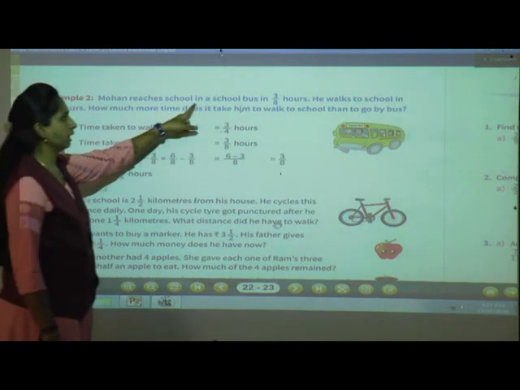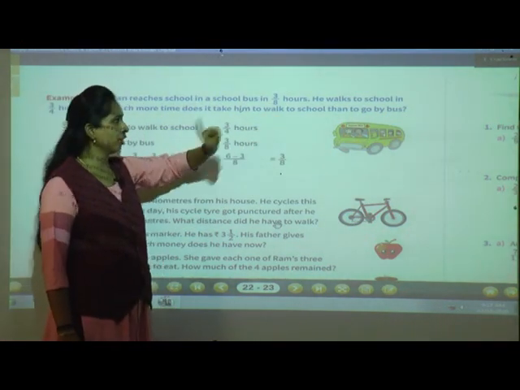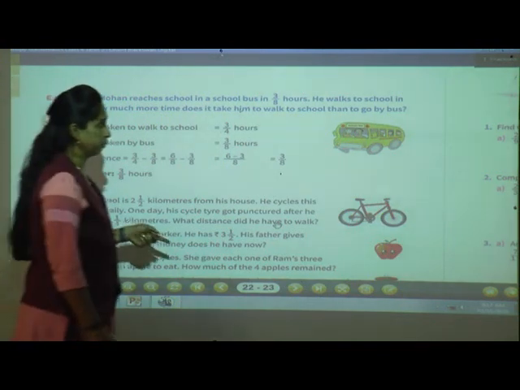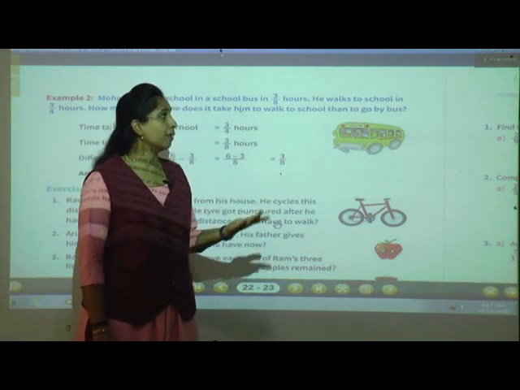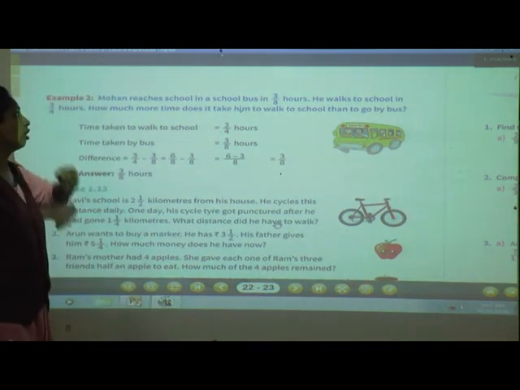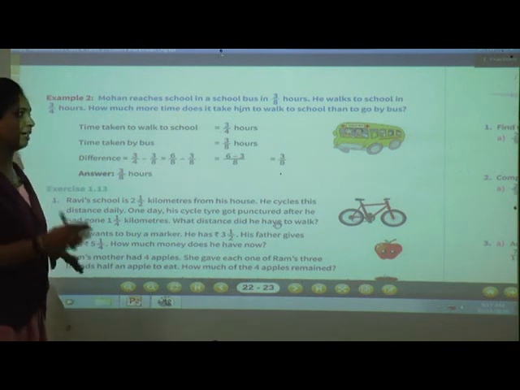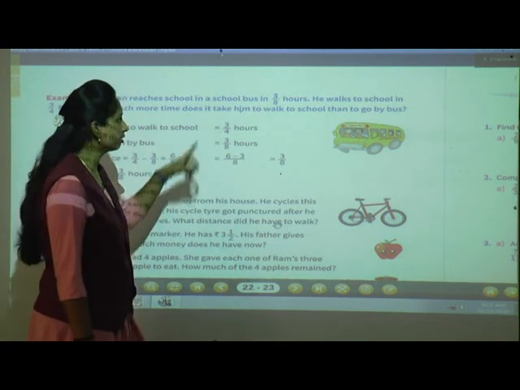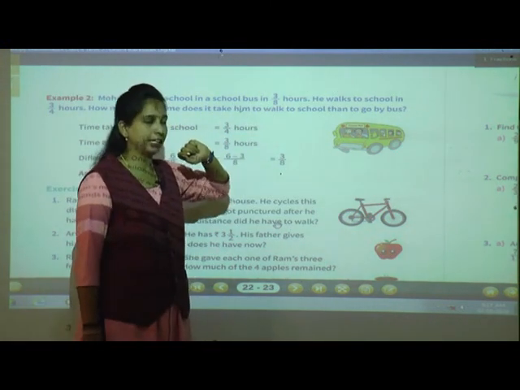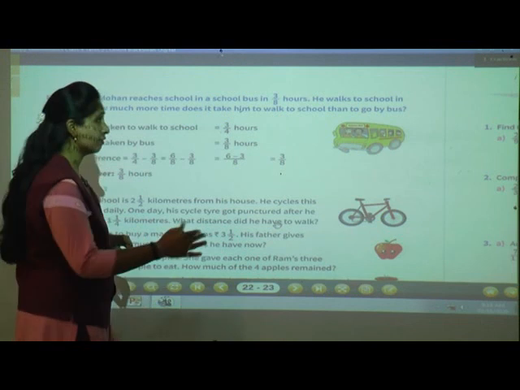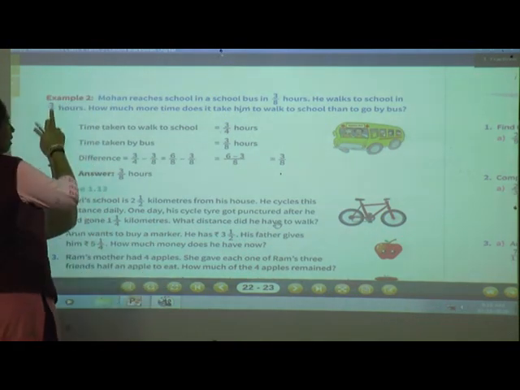Mohan reaches school in a school bus in 3 upon 8 hours. He walked to school in 3 upon 4 hours. How much more time does it take him to walk to school than to go by bus? So what they have given is that one boy is there, Mohan. He goes to school every day by bus. So from his home to school, how much time does he spend in the bus? How many hours does it take? 3 upon 8 hours. So he walks to school when he misses the bus; if he wants to come to school, it takes 3 upon 4 hours.